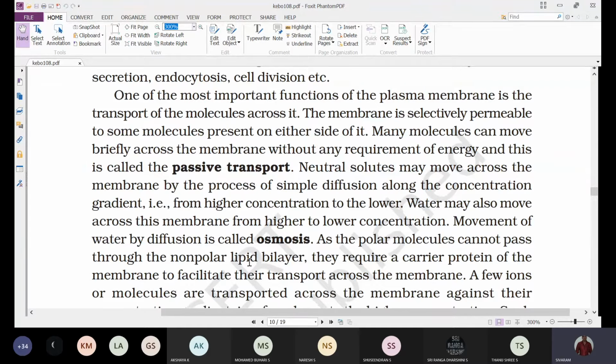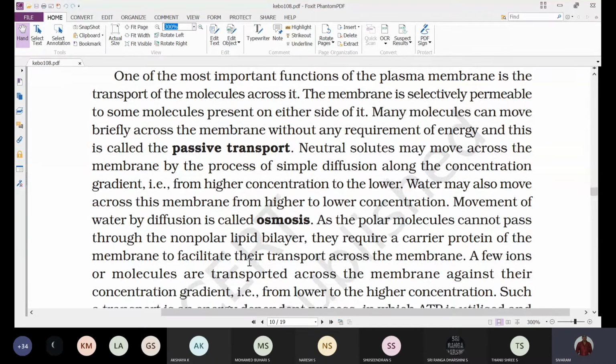This type of movement of molecules across the membrane without the requirement of energy, we are calling it passive transport. Most of the molecules will be transported by passive transport. And next, neutral solutes may move across the membrane by a process of simple diffusion along the concentration gradient, that is from higher concentration to the lower.